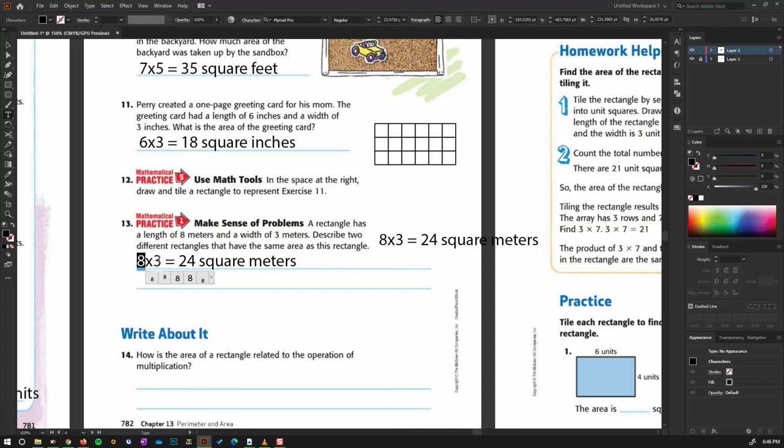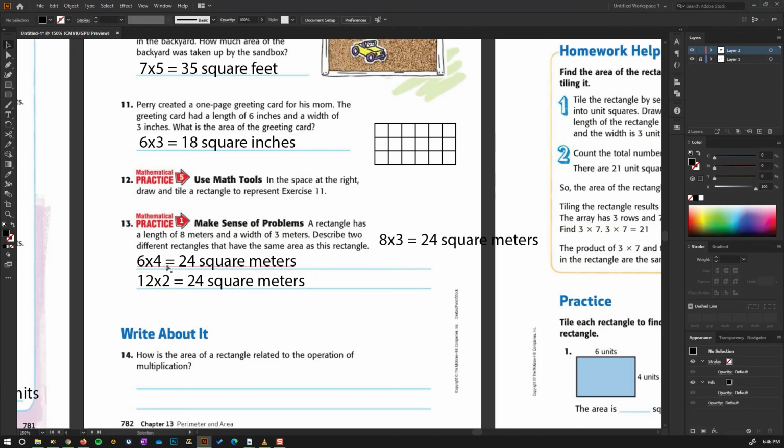Well, if we know our 4s, we know we can multiply 6 times 4 to give us 24 square meters. And 24, well, we can divide that by 2, and we could do 12 times 2 to give us 24 square meters. So we're basically just looking for different multiplication factors that will give us the product of 24.